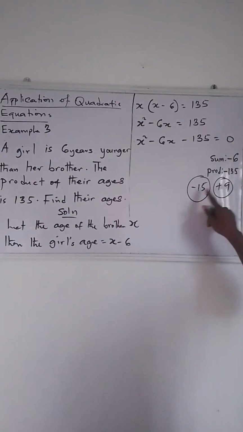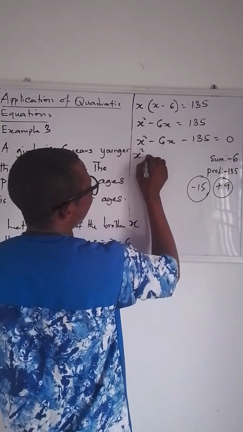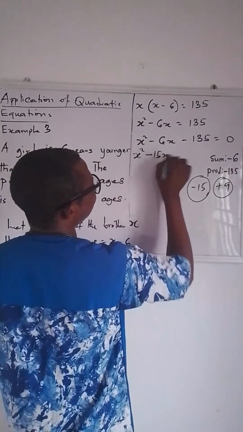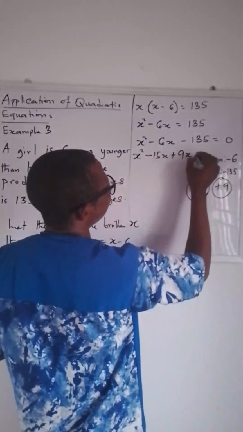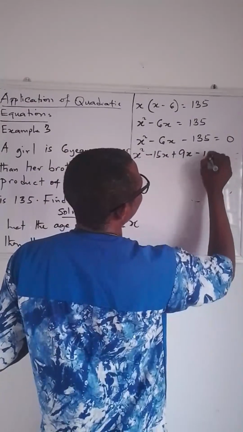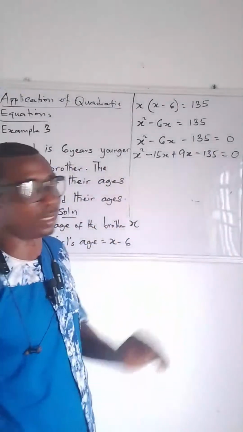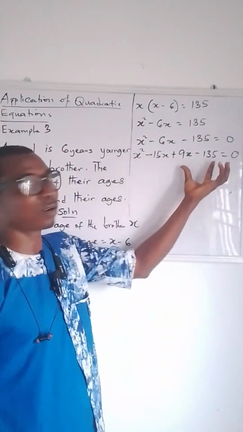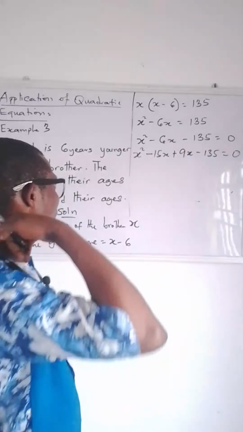So we are going to be making use of this. Let us plug in this. We have x squared minus 15x. Don't forget to put x there. Plus 9x minus 135 equals 0. Okay, so we now have two pairs here. This is the first pair and the second pair. So let's look for the common factor.